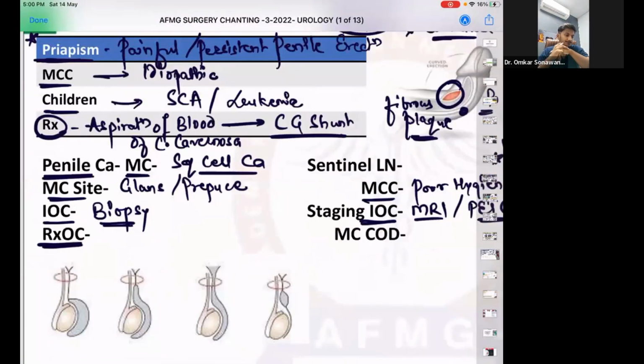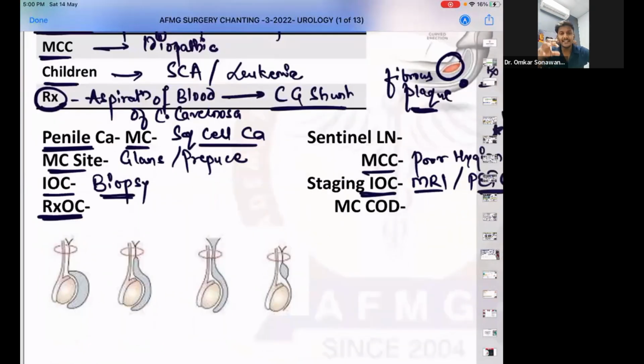Then treatment of choice would be, anybody? Treatment of choice depends on whether we can leave behind more than 2 centimeters of penis. If only the foreskin is involved, then we can perform a circumcision, though not in every case. If we can leave more than 2 centimeters of penile stump behind, then we will do a partial penectomy.